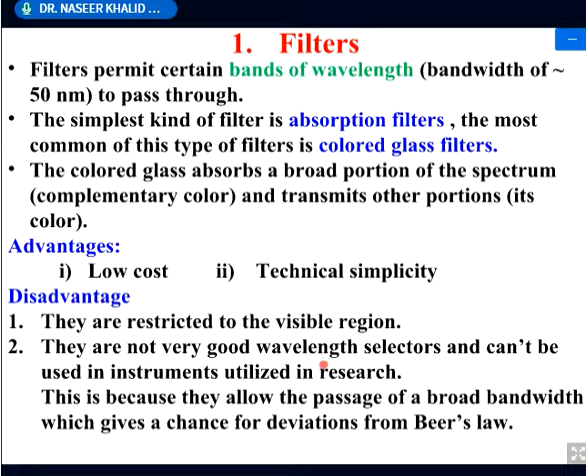Because when we are using a monochromator, these filters allow the passage of a number of radiations through them, so they will be deviating. The result will be a deviation from Beer's law. So due to this reason, these filters are not being used as monochromators, especially for research purposes.